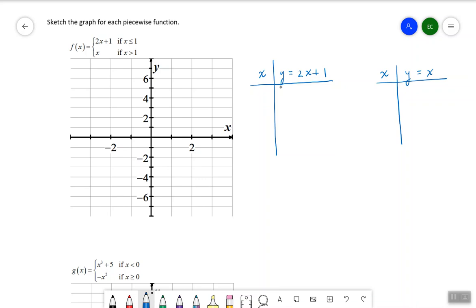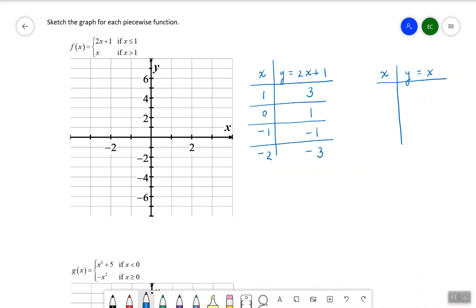Now, look at this first table. What values for x should we put into this table? Shouldn't we put in numbers that are less than or equal to 1? Like 1, 0, -1, -2. And then we can just find y for each of these inputs. So 2 times 1 plus 1 is 3, and then 1, and then -1, and then -3.